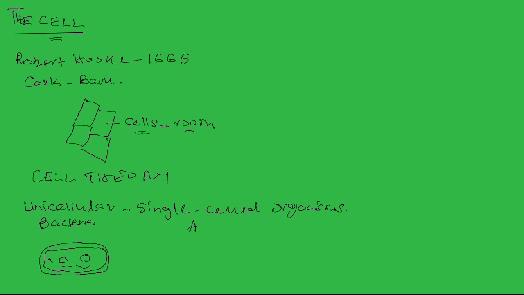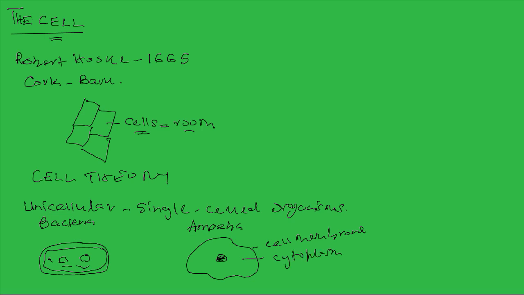Another example of a single-celled organism is the amoeba. Amoeba is a single-celled organism that consists of a cell membrane that covers the body, a cytoplasm, and inside it a nucleus.